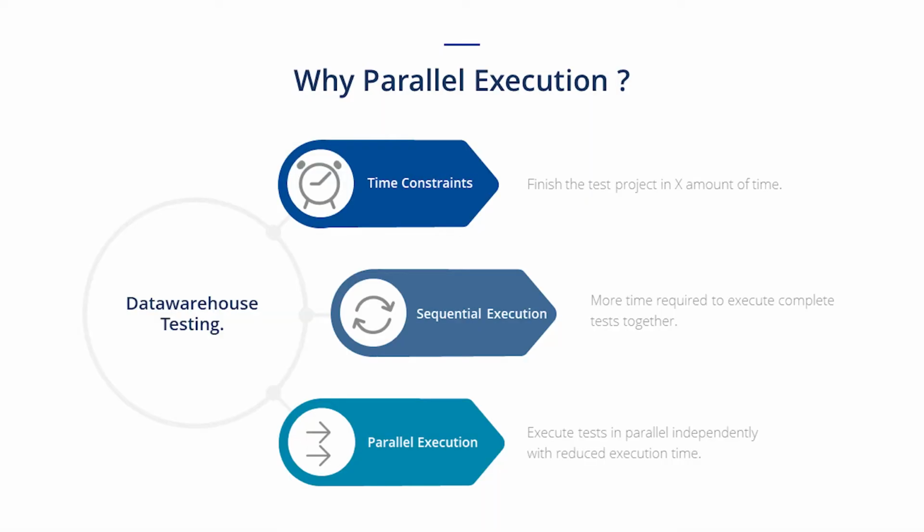While performing data warehouse testing, some projects have time constraints to finish testing in a fixed time. If you go through the normal sequential execution of tests, then it will take some time to finish the execution. As a solution to this typical problem, we can execute the independent tests in parallel so the execution time is reduced.